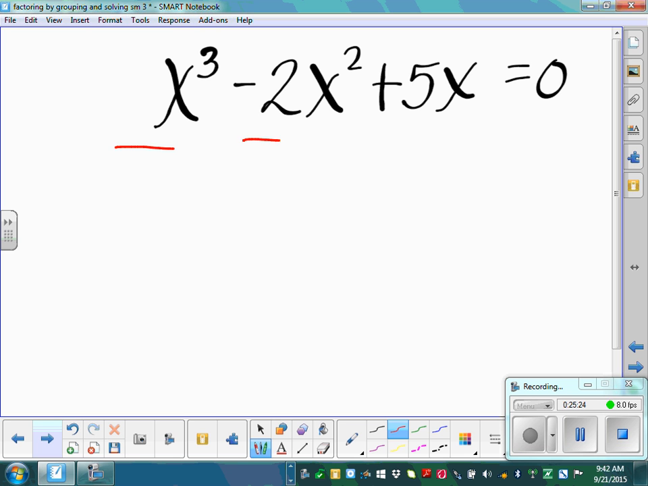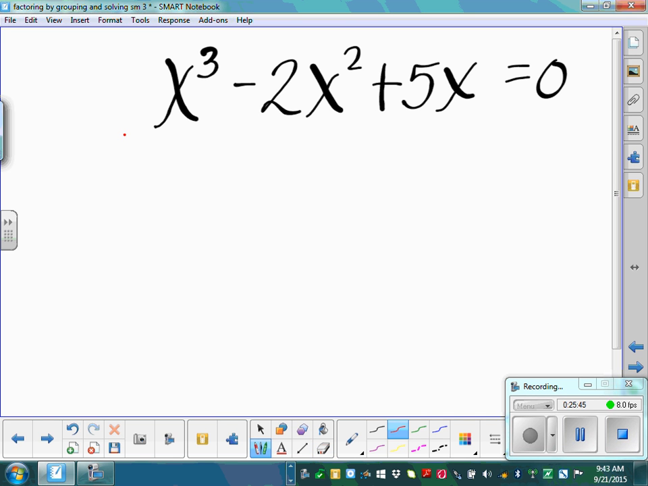Do we have 1, 2, 3? Do we have 4 terms? No, we don't have 4 terms. Okay, so we can't factor by grouping. Now, is it quadratic in the beginning? It's degree 3. Quadratic's degree 2. Our highest is degree 3. So it's not quadratic, so we can't solve this one right now by factoring.